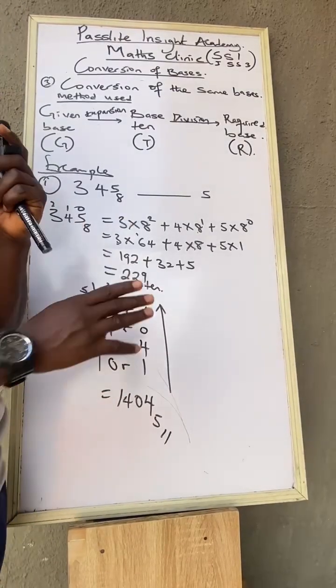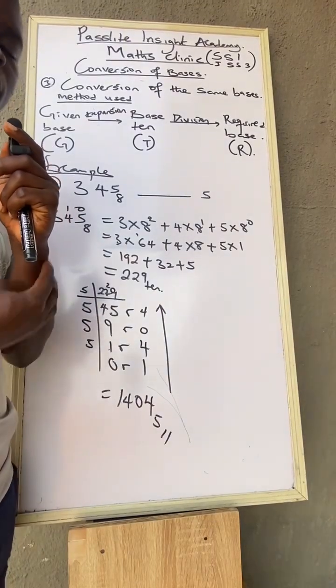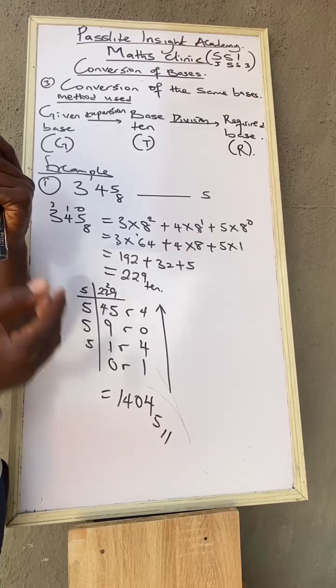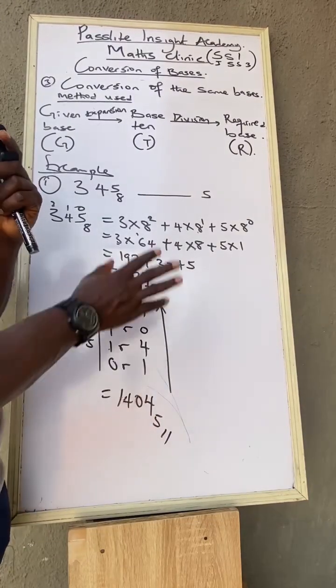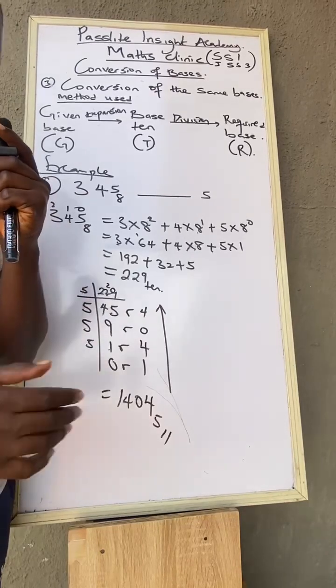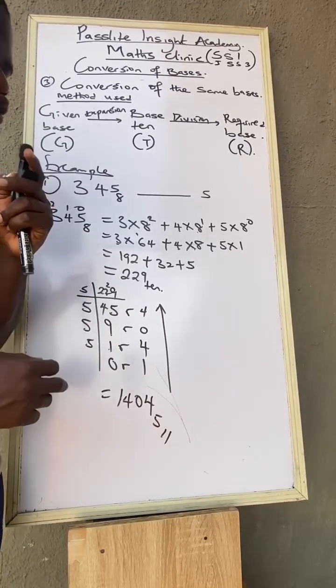So this is part 2 of the videos on conversion of bases. The first one is conversion from other bases to base 10. The second one is conversion from base 10 to other bases. And the third one is conversion of the same bases, using GTR to solve the particular questions. In short, we use the two methods to solve these questions.